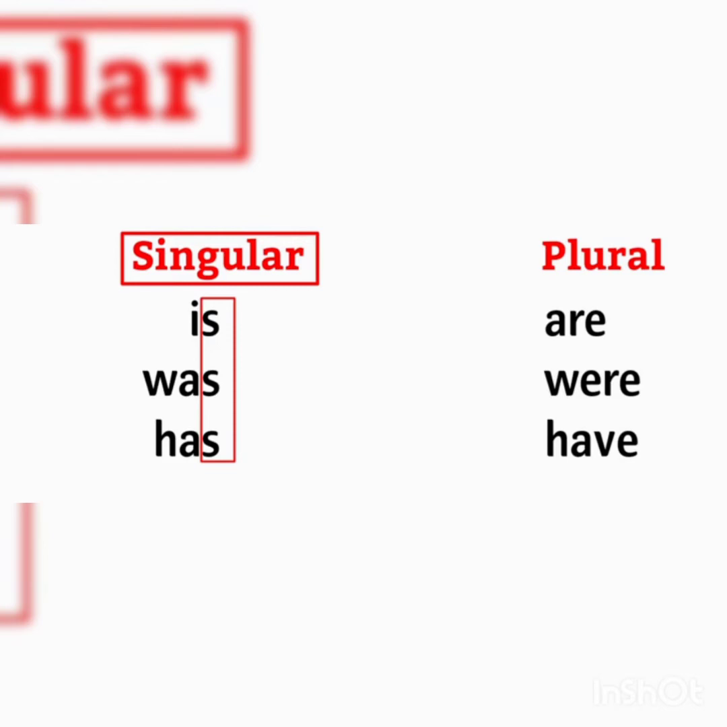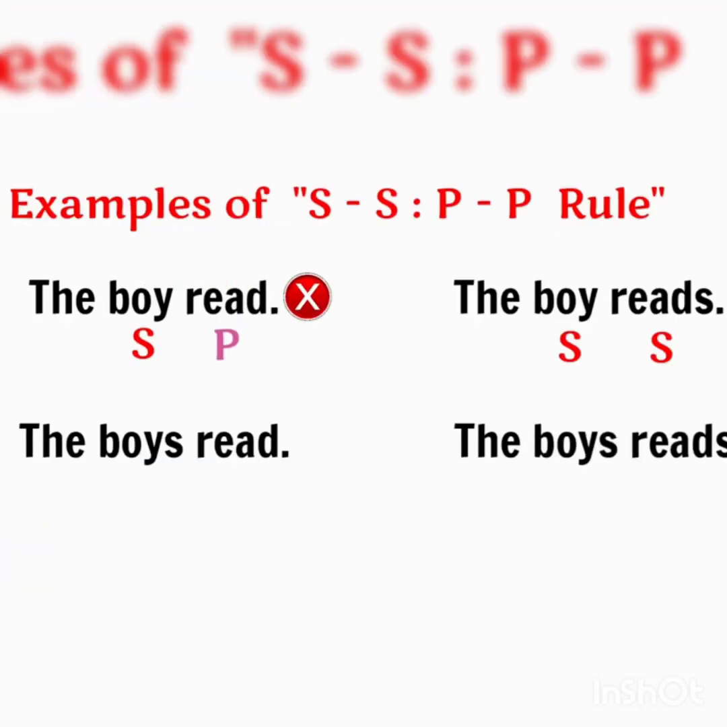Okay, now let us move to the examples. Examples of SSPP rule, and it's your test also. The boy read. It's wrong. What is the subject? Boy is our subject, as you can clearly see. It's written by S, mentioned by S. And read is our verb. So the boy read is wrong.